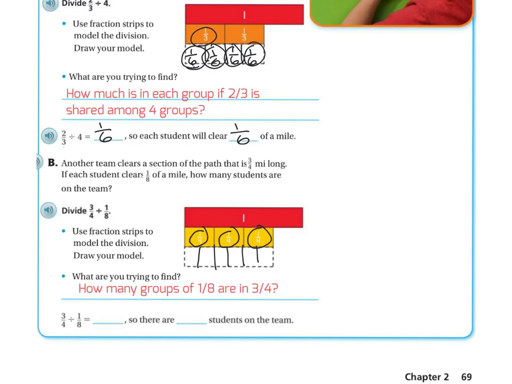So in order to break them up into 8 groups, I'm going to use the 1/8 tile, right? Because that's what's going to fit equally among these 3. 1/4 is, and I need 8 of them, so 8 of the 1/8. So 3/4 divided by 1/8, there are 1, 2, 3, 4, 5, 6 groups. So there are 6 students on the team.